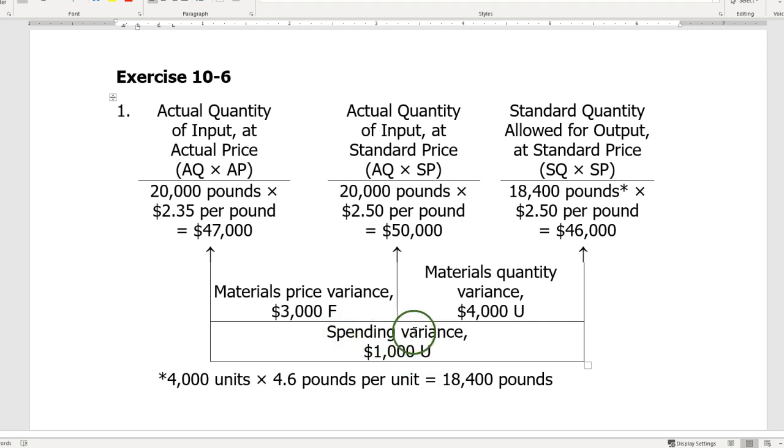So the entire spending variance is $1,000 unfavorable, broken down between the price variance, $3,000 favorable, and the materials quantity variance, $4,000 unfavorable.